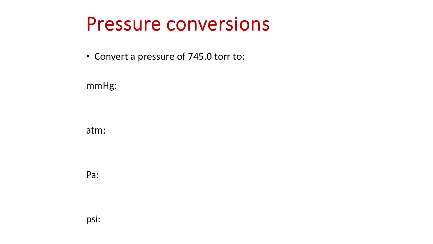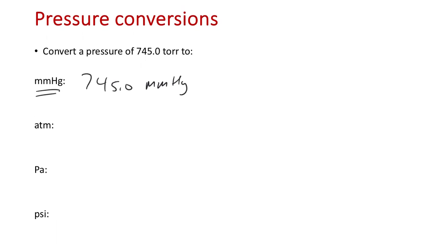So this slide here has a couple conversions. So we're going to convert 745.0 torr to millimeters of mercury. Now, if you recall, the millimeter of mercury was synonymous with torr, so this would be 745.0 millimeters of mercury, because torr and millimeters of mercury are equal to each other. If you were saying, okay, on the previous slide, maybe it was a little confusing on how that worked out, we could always write this out just to make sure we're seeing this.